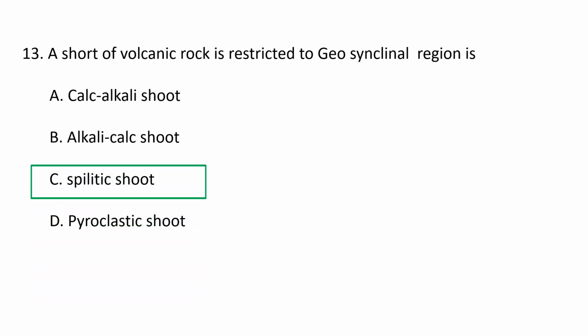Spilitic suite. Spilite is a fine-grained, dense, extrusive igneous or volcanic rock that is usually free of visible crystals and is commonly greenish or grayish green in color. And this is the volcanic rock which is restricted to geosynclinal region. C is the correct option.